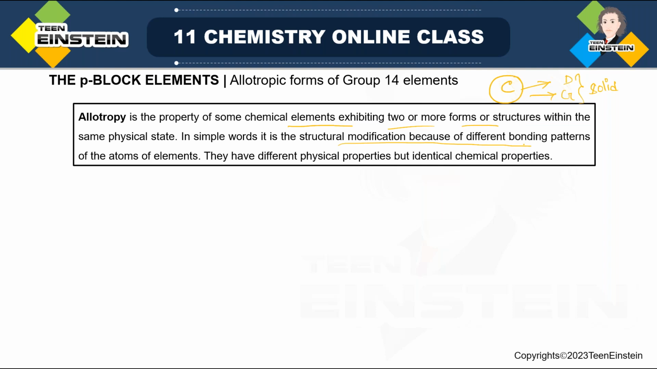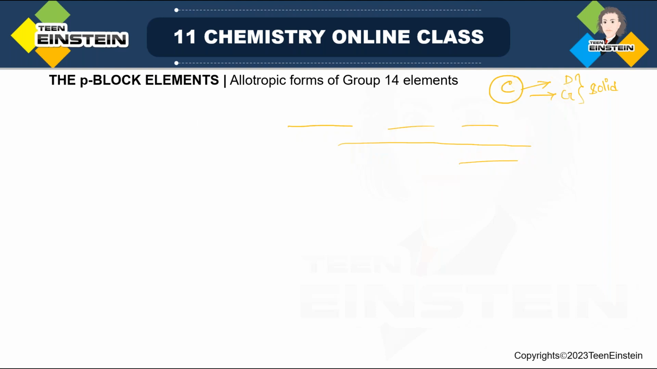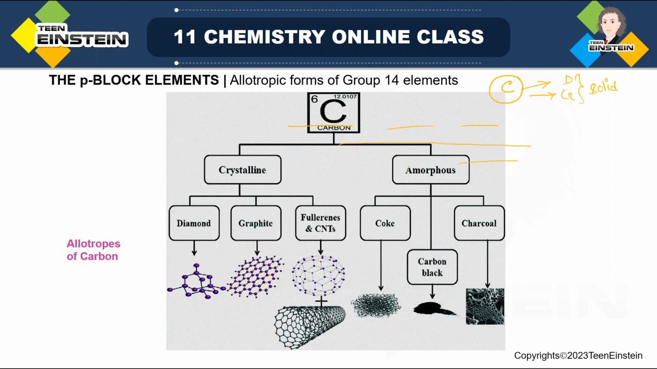That is melting point, density, bond length, hybridization, then refractive property, conductivity, everything will be different, though chemical properties are the same. Because after all it is carbon. There are 4 valence electrons, it is 2s2 2p2, so how will it change? But physical properties will be changed. So see, here you can see all the allotropes of carbon simultaneously.